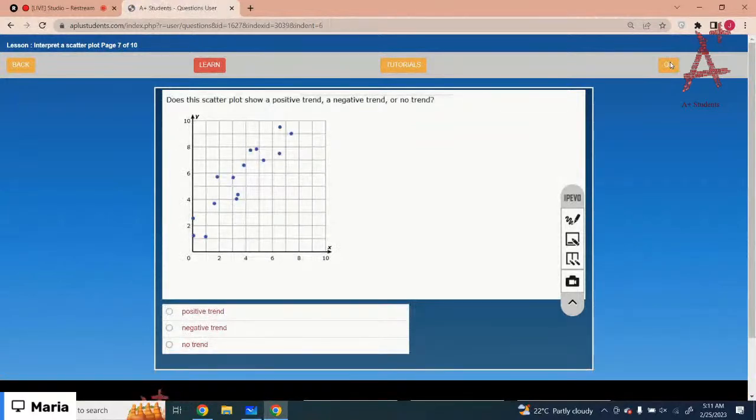Okay, the next one is, does the scatter plot show a positive trend, a negative trend, or no trend? It shows a positive trend. Got it? As x values are increasing, y values tend to increase. So it shows a positive trend.